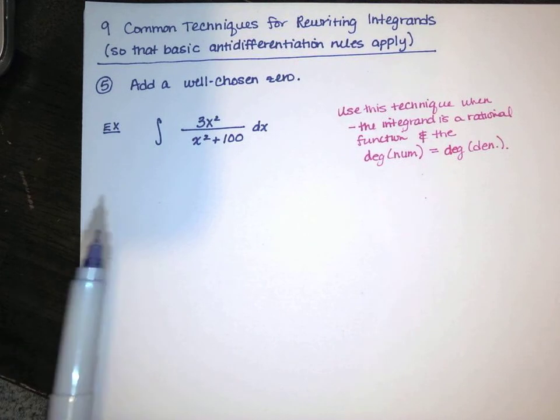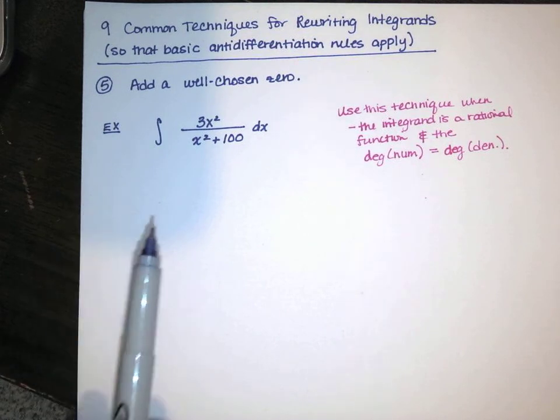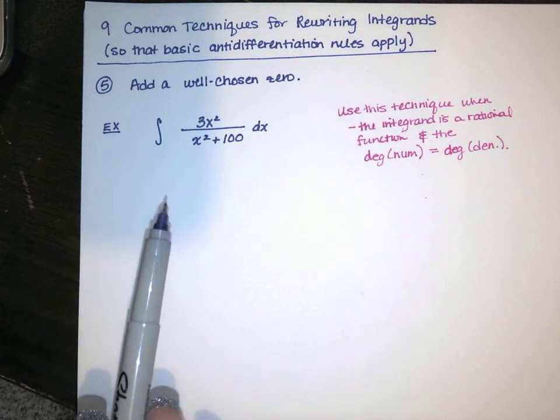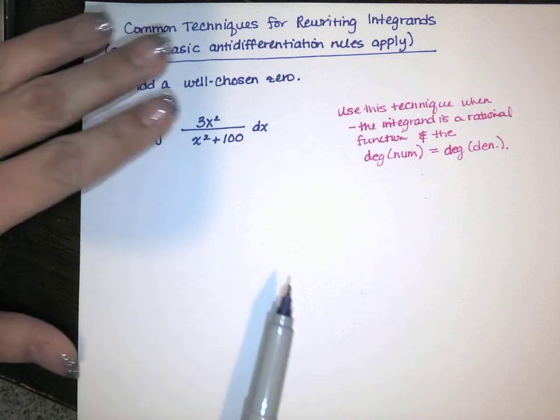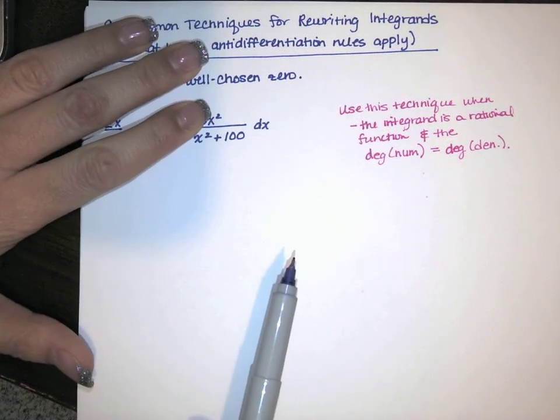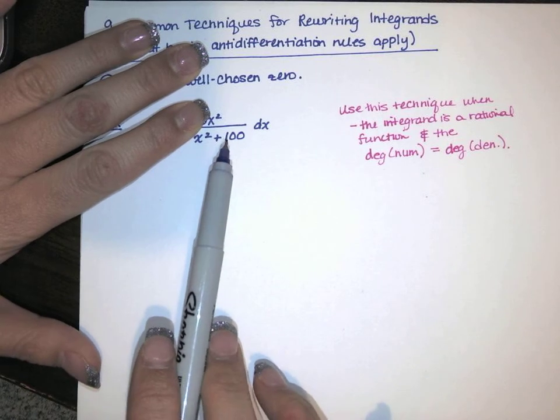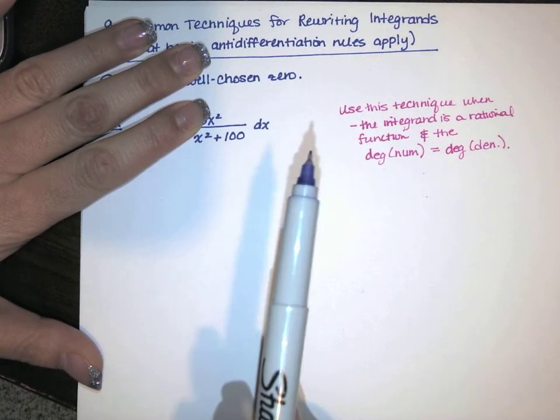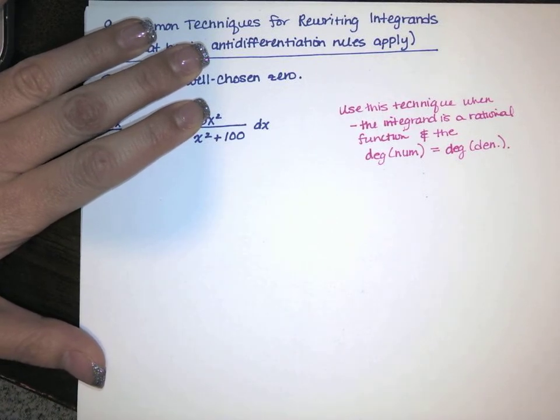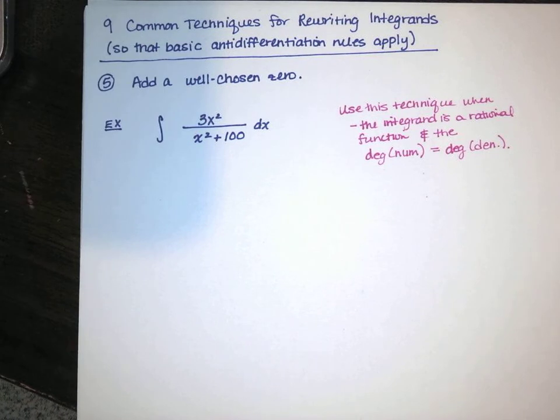So here's the idea. We look at this and say, wouldn't it be nice if that was just an x squared plus 100? Because if it were an x squared plus 100, all I would do is divide x squared plus 100 by x squared plus 100 and I'd get a 1, and that would be really nice. But unfortunately I don't have that. I've got a 3x squared and there's no 100 there. And say, well, what can we do?